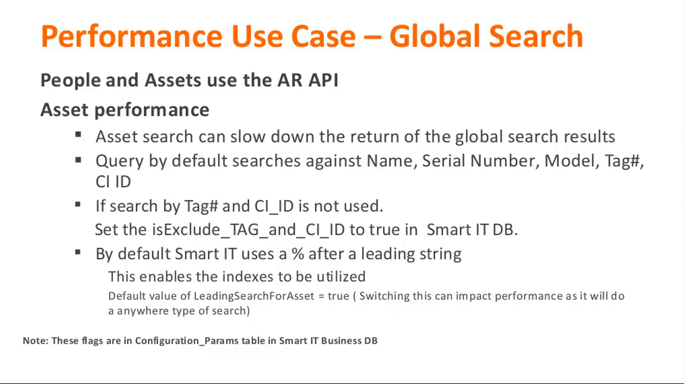So if you type in Optiplex, it'll search for name like Optiplex%, in which case the index will be utilized. However, if you switch this flag to false, this can impact performance because there would be a % stuck in the beginning. So it'll be %Optiplex%, and in that case, the index may not get utilized. Both these flags, the exclude flag for tag number and CIID and the leading search for asset flag, can be found in the Smart IT database.